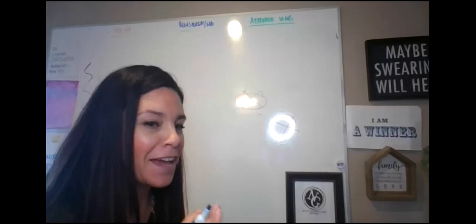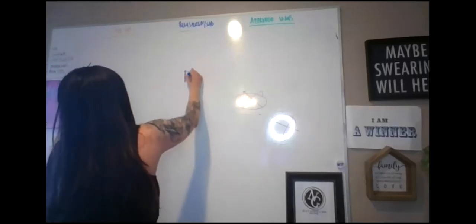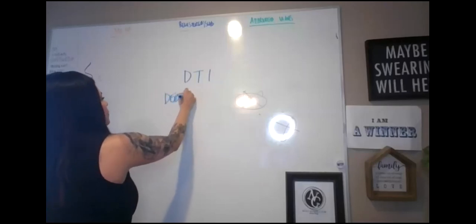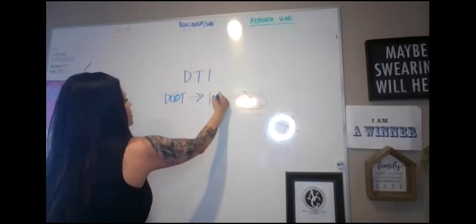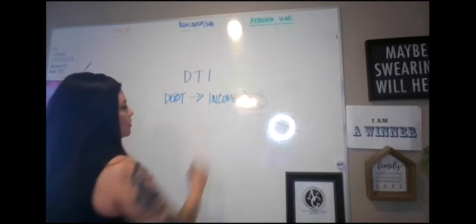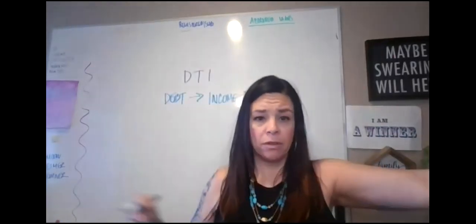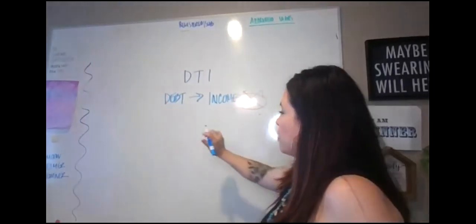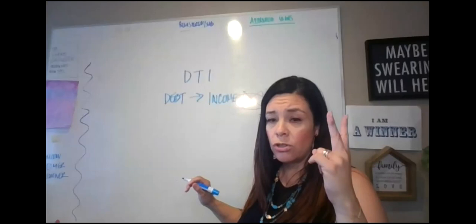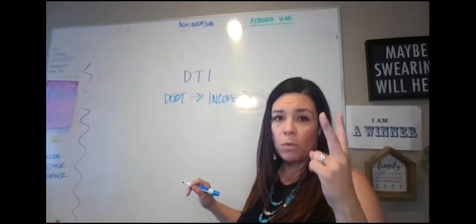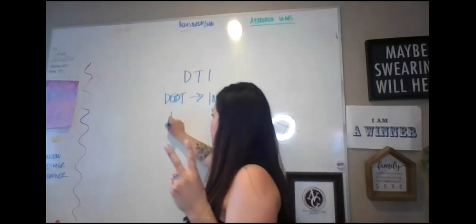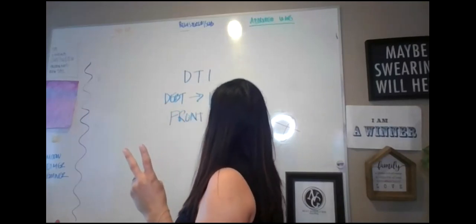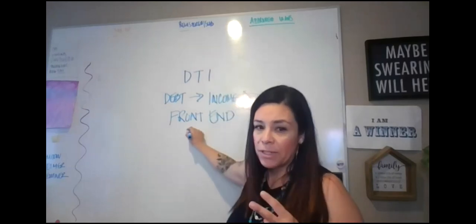Okay, debt to income, DTI. So how much debt to how much income? Cash flow, how much is going out versus how much is coming in. It's just a percentage, okay? So you have two debt to incomes that we're watching at all times. So you have your front end, which is housing.